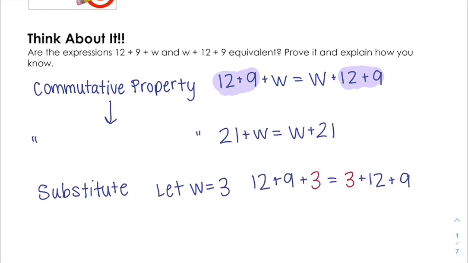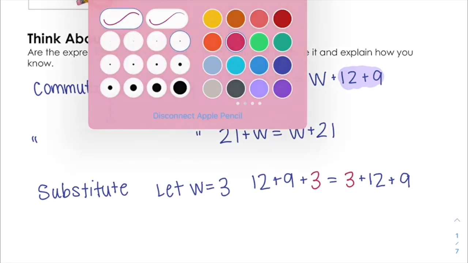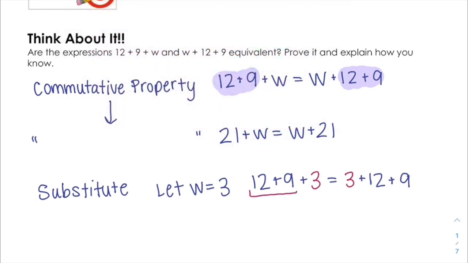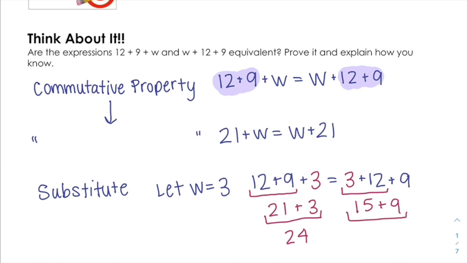Go ahead and simplify the left-hand side. We have just addition problems, but we have multiples, so we have to do them in order from left to right. So I do have to do 12 plus 9 first. 12 plus 9 we know is 21. Then we got to add 3. So 21 plus 3 gives us 24. Now on the right-hand side, we got to start with 3 plus 12. 3 plus 12 gives us 15, and then we got to add 9. 15 plus 9 gives us 24.